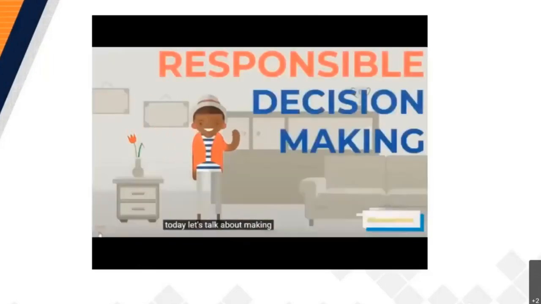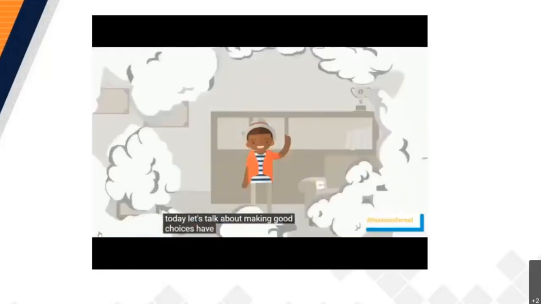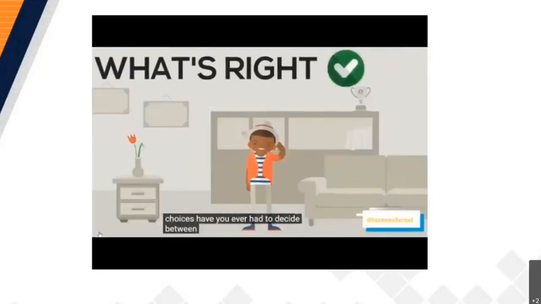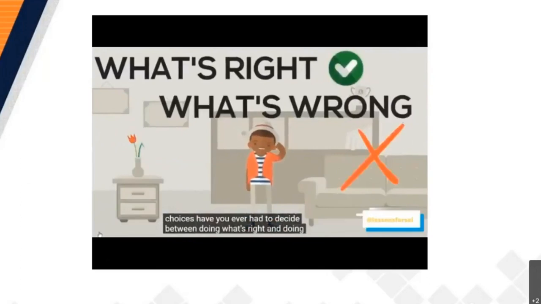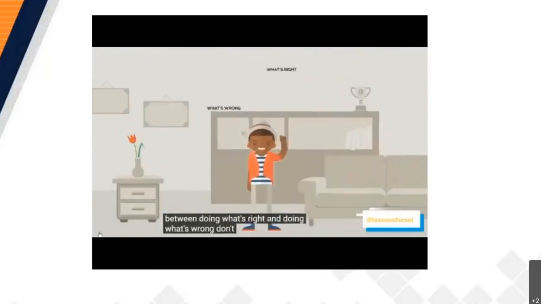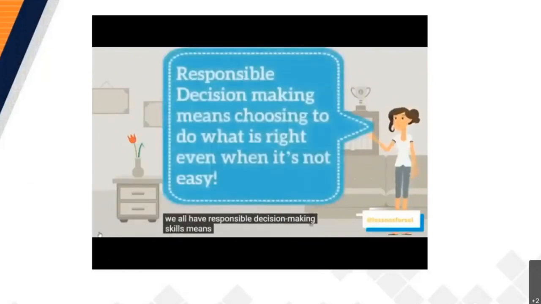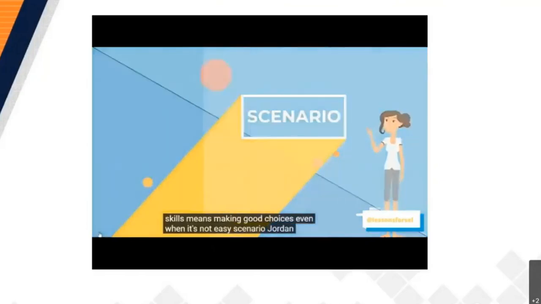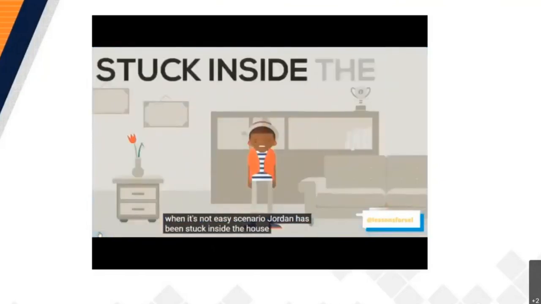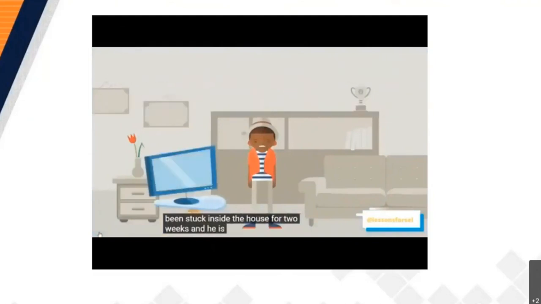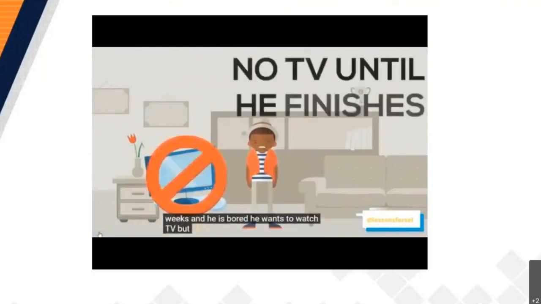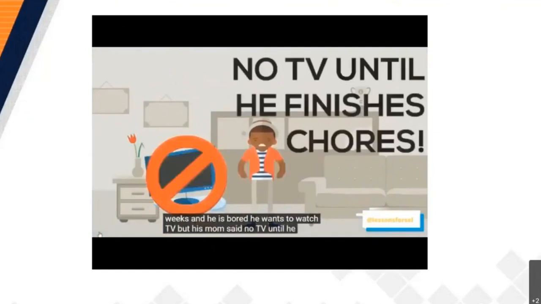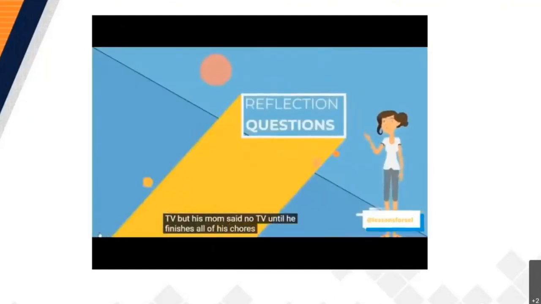Today, let's talk about making good choices. Have you ever had to decide between doing what's right and doing what's wrong? Don't worry, we all have. Responsible decision-making skills means making good choices even when it's not easy. Scenario: Jordan has been stuck inside the house for 2 weeks and he is bored. He wants to watch TV, but his mom said no TV until he finishes all of his chores.